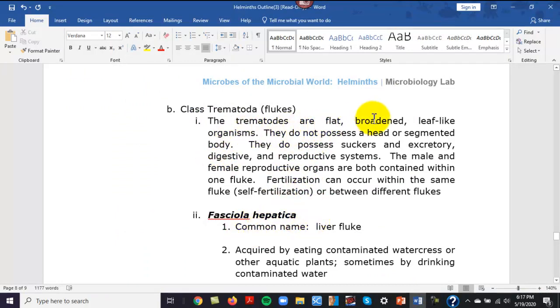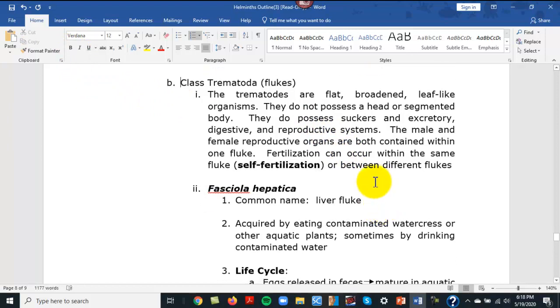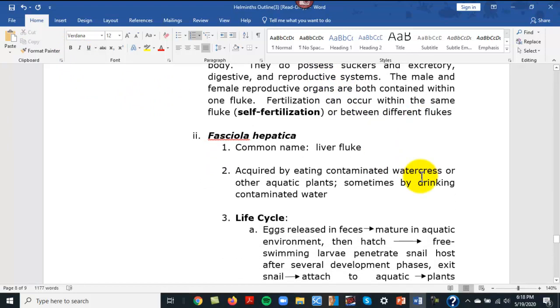So trematodes are flat, broadened, leaf-like organisms. They do not possess a head or a segmented body. They do possess suckers and excretory, digestive, respiratory, and reproductive systems. Male and female reproductive organs are contained within one fluke, so self-fertilization. They don't have to have an opposite organism. Or it says, or between different flukes, so I guess they can.